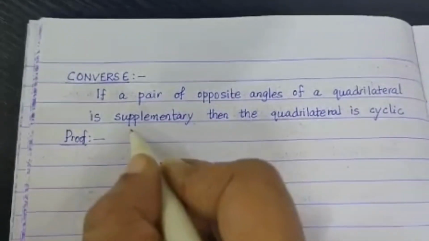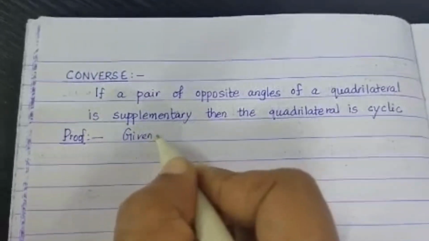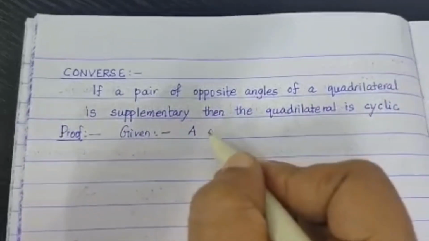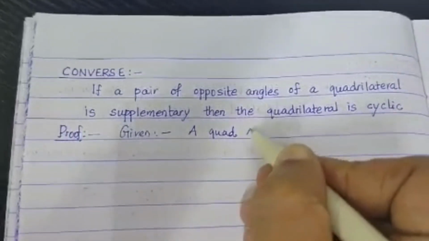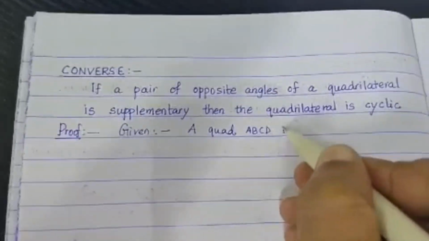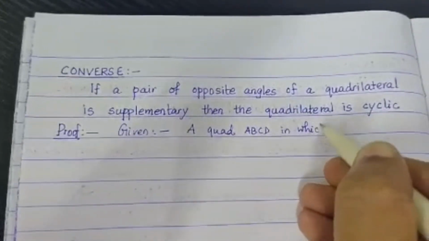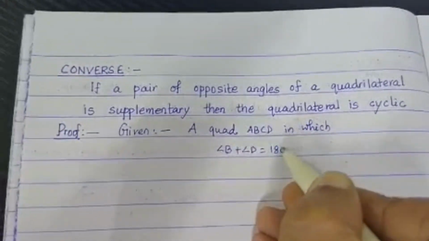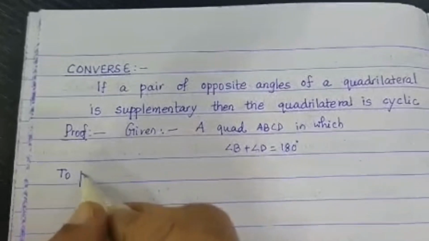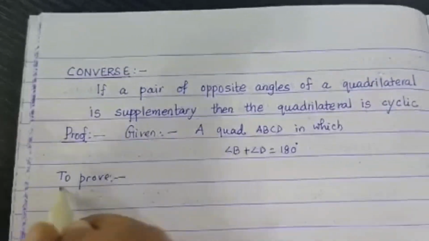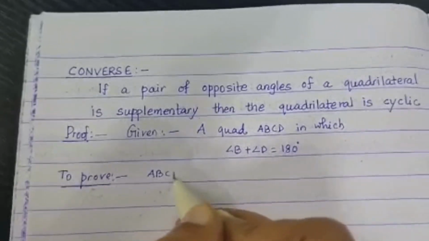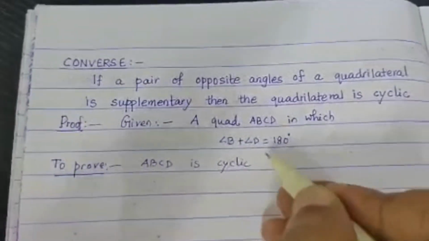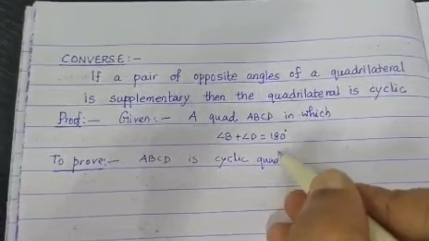So given is a quadrilateral ABCD in which let us suppose angle B plus angle D equal to 180 degrees. And we have to prove that quadrilateral ABCD is cyclic. This is what the converse says.